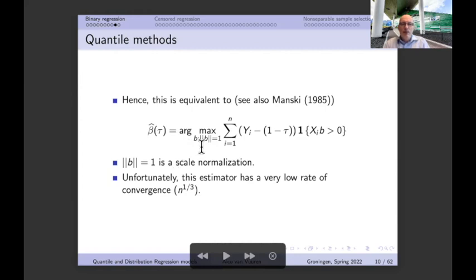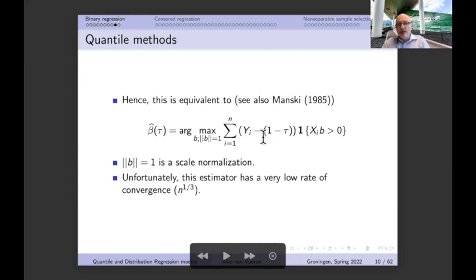One of the ways in which I could have normalized is to set one of the beta coefficients simply equal to 1. I'm not going to do that here, at least Manski didn't do that. He assumes that the norm of our beta hat tau must be equal to 1. Well, then we get this Manski estimator.